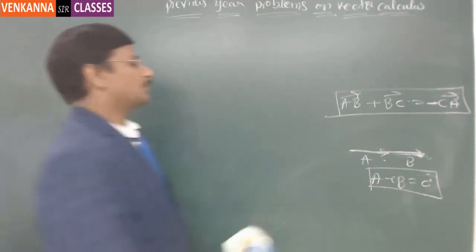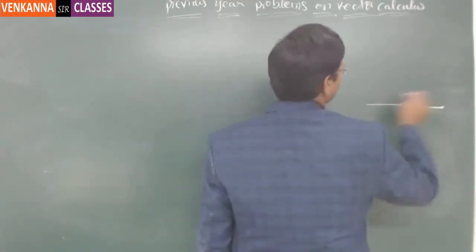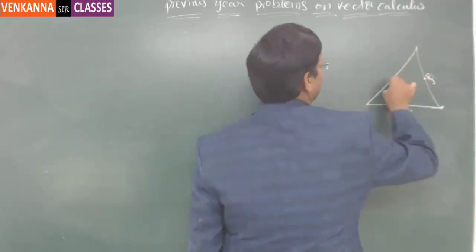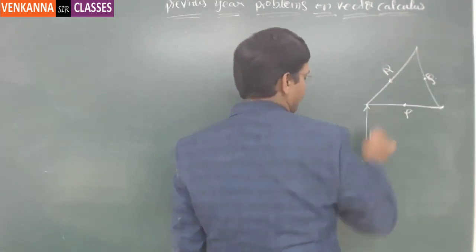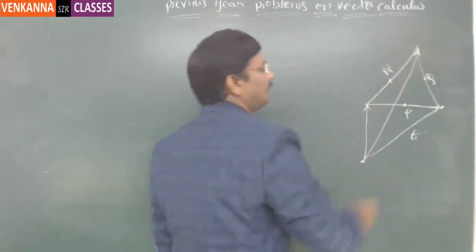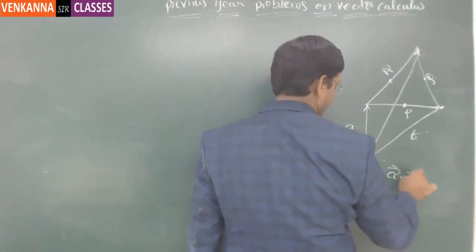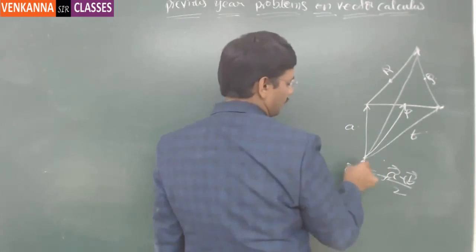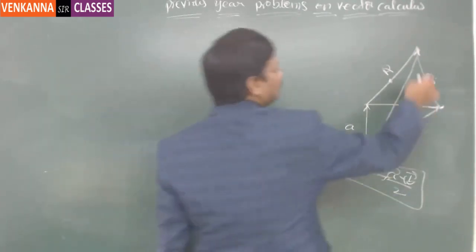And the second part of the problem statement is, he has asked us to find the medians. Medians in this particular triangle: this point is P, this point is Q and this point is R. From here, this is the vector A, this is vector B and this is vector C. Now the median is nothing but A plus B by 2, this is the vector OP. So this is the OP vector or the P vector.